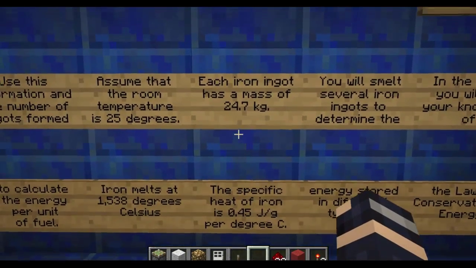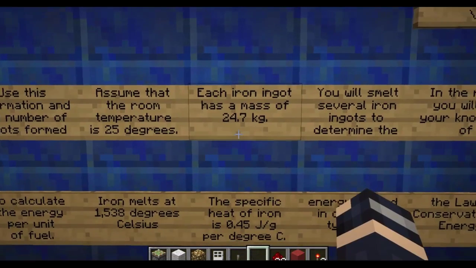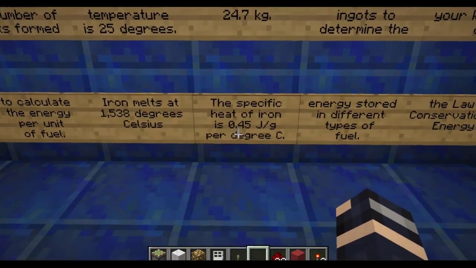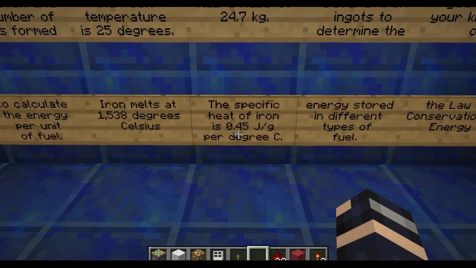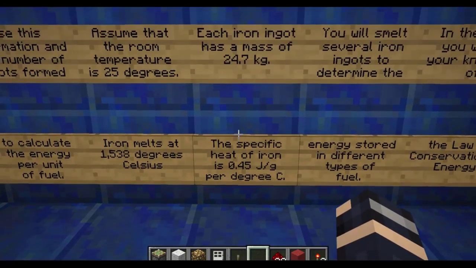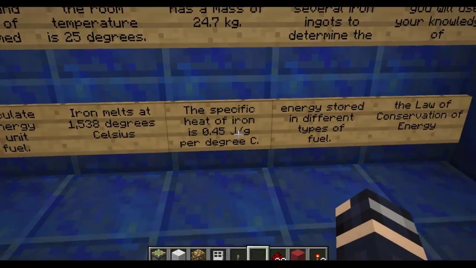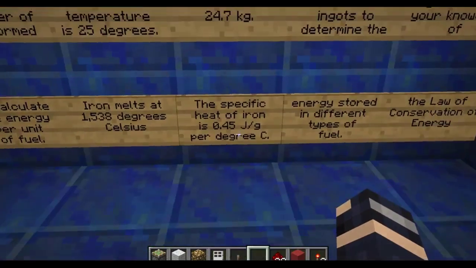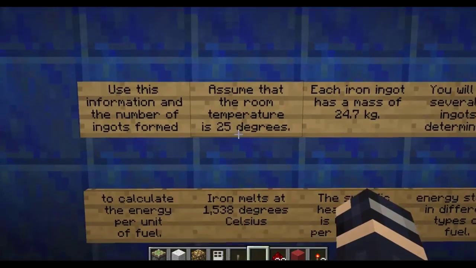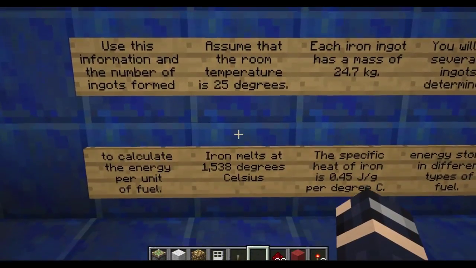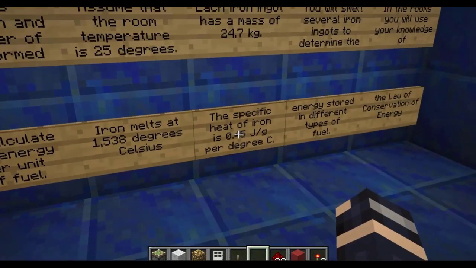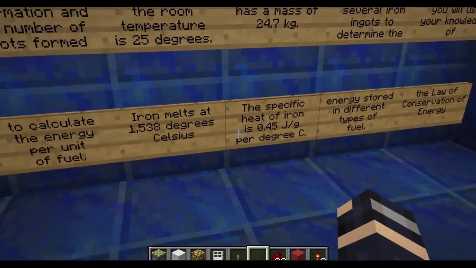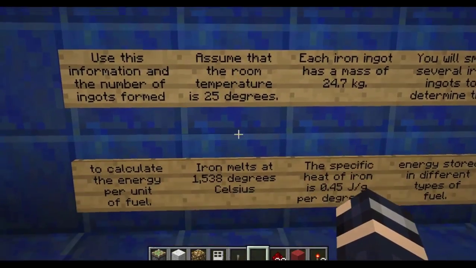Given the basic information here, the mass of each ingot is 24.7 kilograms. Iron has a specific heat of 0.45 joules per gram per degree Celsius. That's how much energy it takes to raise each gram of the material 1 degree. So we'll use that along with the mass. The other factor that we need is the change in temperature, because the energy it takes depends on how much you have to change that temperature and how much material there is.